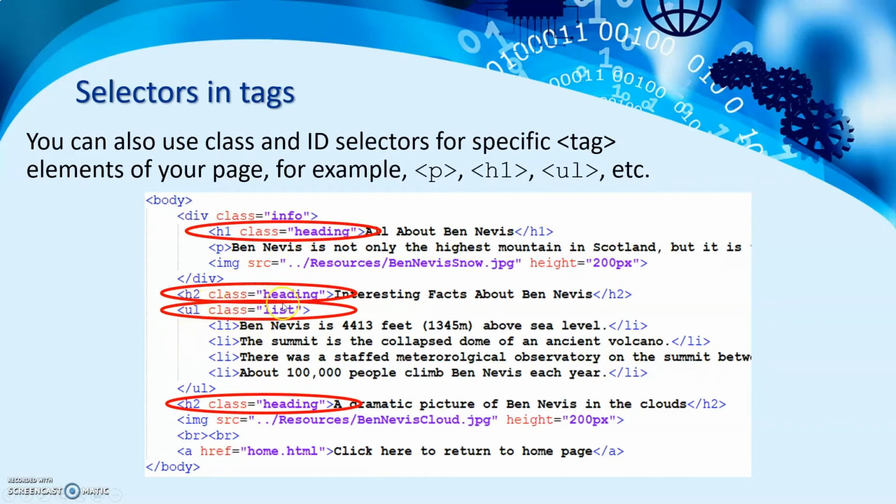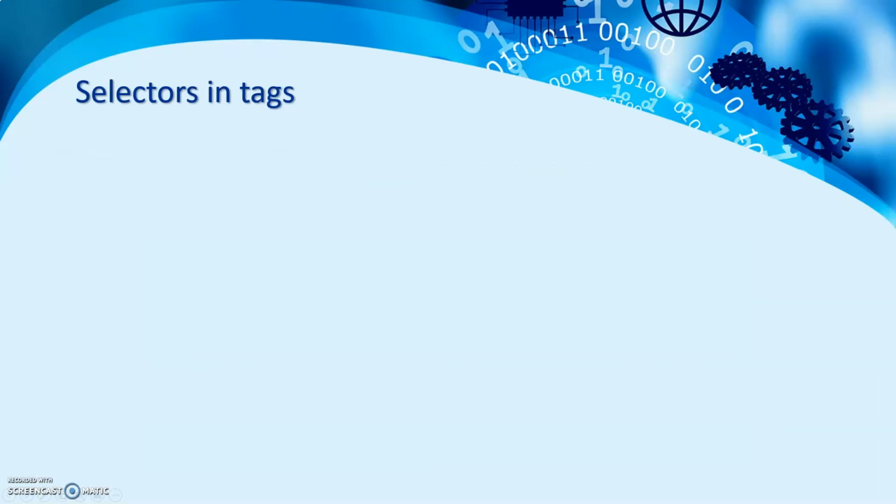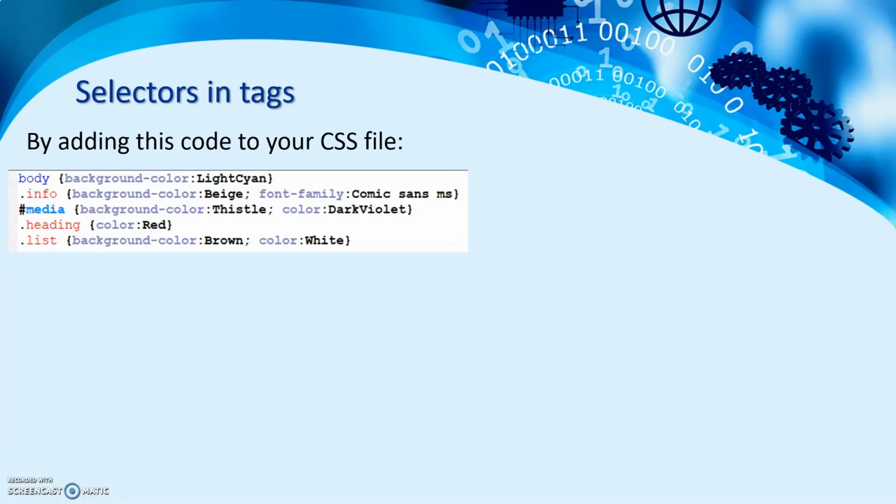I've also gone down to my H2 heading, Interesting Facts About Ben Nevis, and I've also given it a class with the name heading, and the same with this H2 heading down here. And I've come up with another class called list for my unordered list with some information about Ben Nevis. Okay, so if I add this code to my CSS file, my dot heading, so anything that's the class heading will be the color red, and dot list, anything in the class list will be background color brown and color white. Okay, that's these parts here.